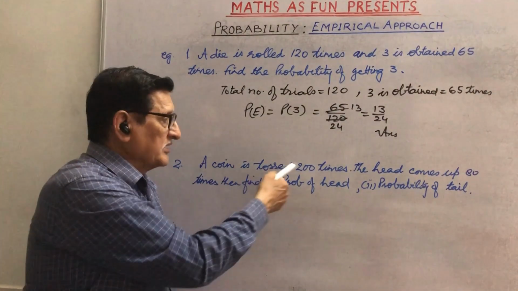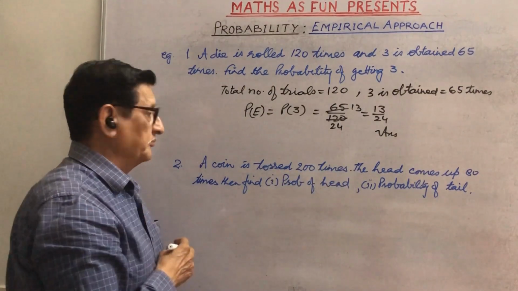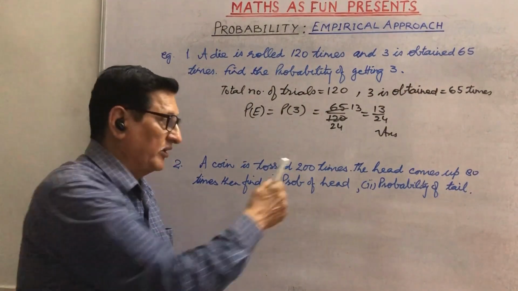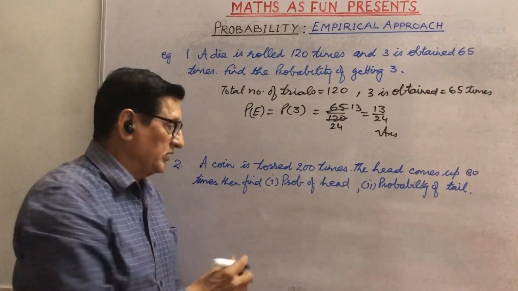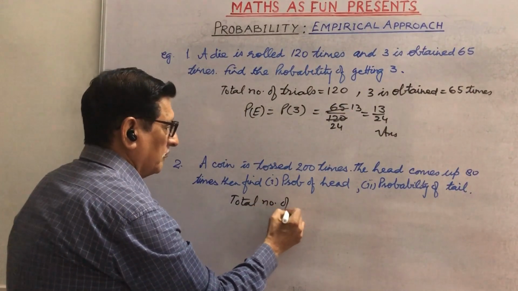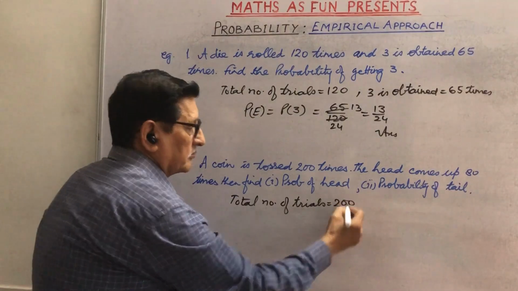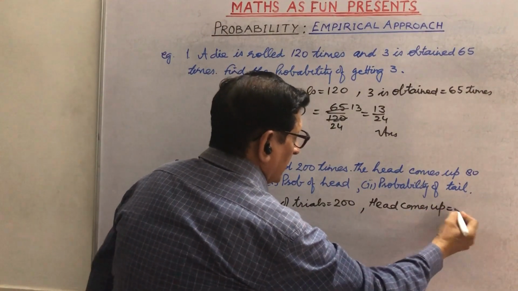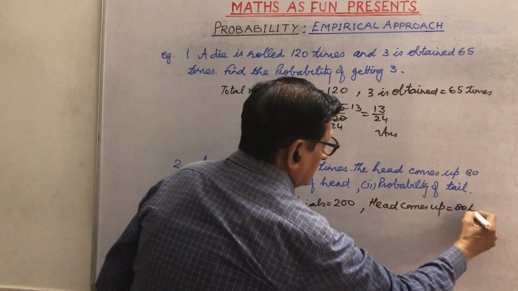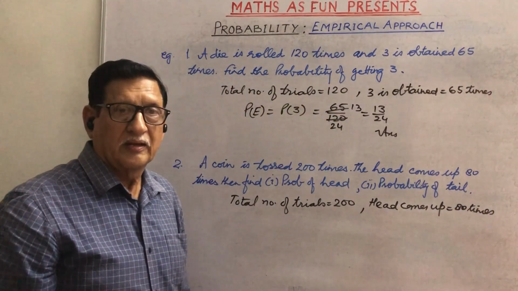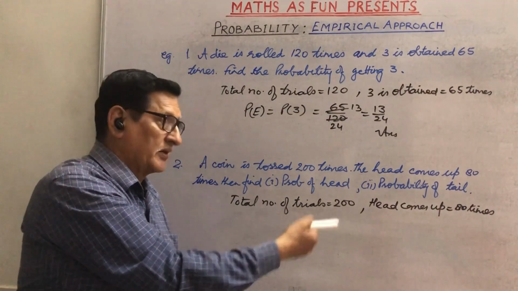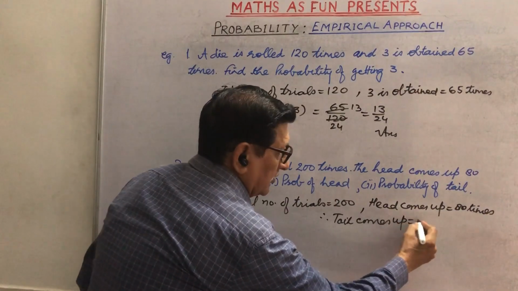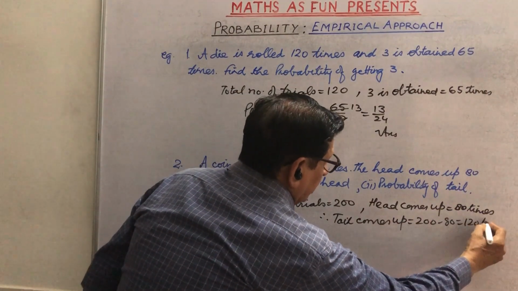Second one is, a coin is tossed 200 times. The head comes up 80 times. Now he is asking what is the probability of getting head and what is the probability of getting tail. Here the total number of trials is 200. Head comes up 80 times. Can we say then in the remaining number of times tail comes up? So tail comes up 200 minus 80, that is 120 times.